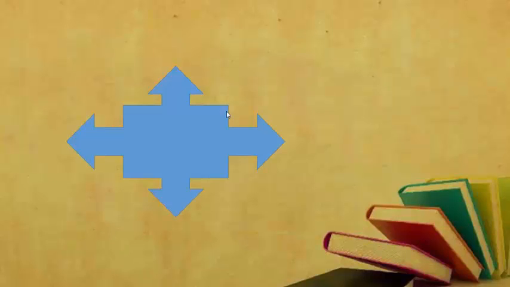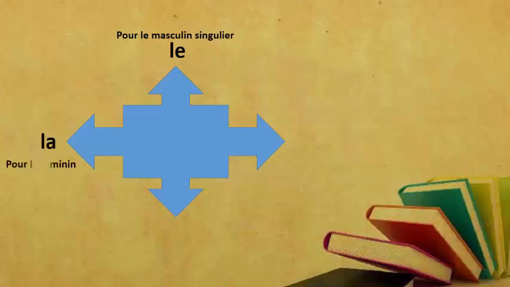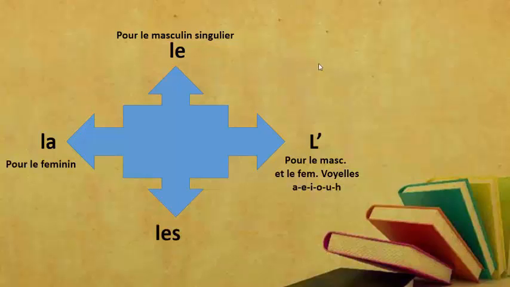So we have le, which means the, pour le masculin singulier, la pour le féminin, et l'apostrophe pour les voyelles, pour le masculin et le féminin, qui commencent avec des voyelles A, E, I, O, U, H. Also we have l'article pluriel, les, l'article défini qu'on utilise pour le pluriel.